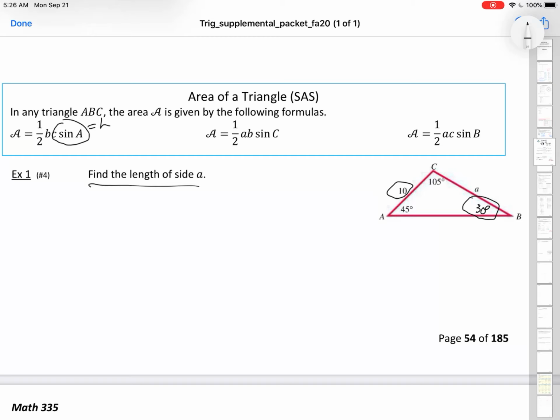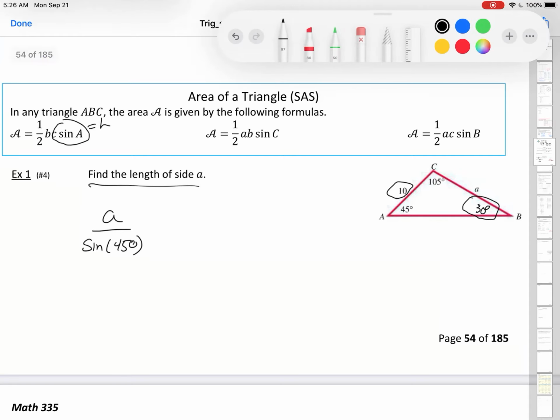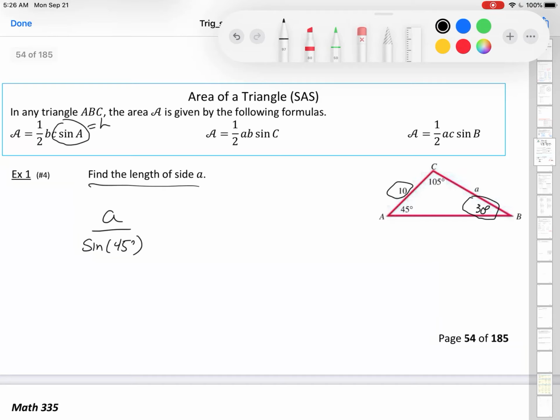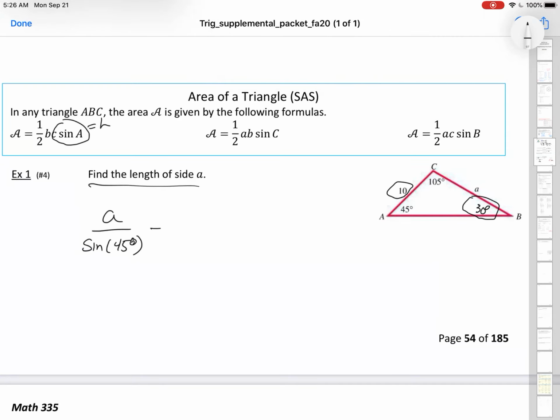So how do I do it? Well, I say to myself, I want a side length. I want the side length of A. So let me start there. A over sine of the angle opposite it. Sorry, that's not 140. That's 45 degrees, not 450. Let me fix that and make that look a little bit better. Is equal to, and then pick the other side that you know, 10 over the sine of 30 degrees.